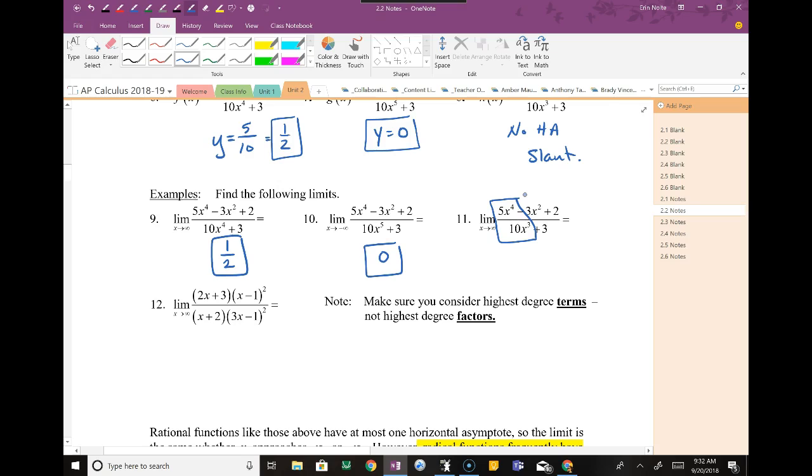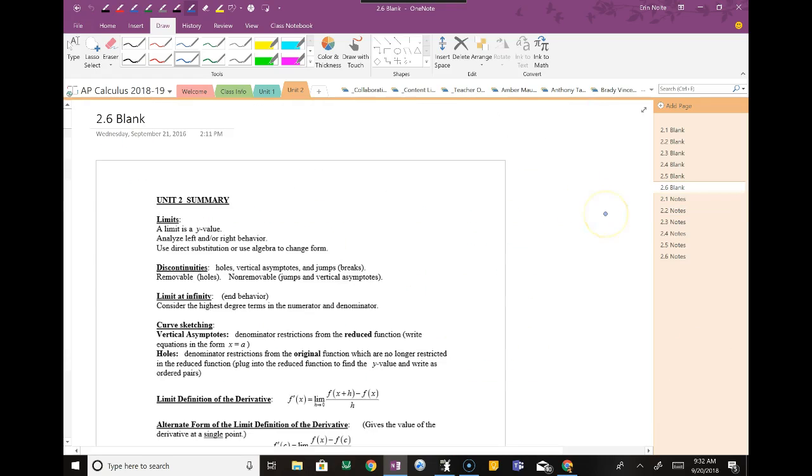Okay, so think about this for a second. If I was going to plug a giant big number into the top, so 5 times infinity to the 4th, is that going to be a positive or a negative number? Positive. So I'm going to use my sign test again and just see where it's going to.